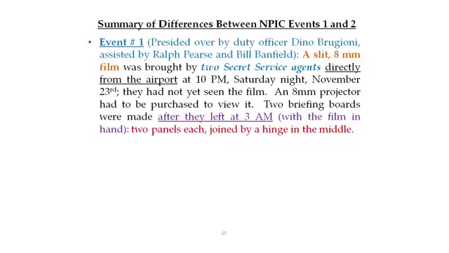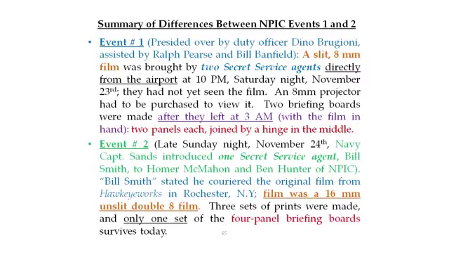Now I'd like to go back to the 2 NPIC events and summarize the differences between events 1 and 2. Event number 1 was presided over by Duty Officer Dino Brugioni, assisted by Ralph Pierce and Bill Banfield. A slit 8mm film was brought by 2 Secret Service agents directly from the airport at 10 p.m. Saturday night, November 23rd. This is significant. Directly from the airport. They had not yet seen the film. An 8mm projector had to be purchased to view it. 2 briefing boards were made after they left at 3 a.m. with the film in hand. The briefing boards were 2 panels each, joined by a hinge in the middle, and contained 12 to 15 prints.